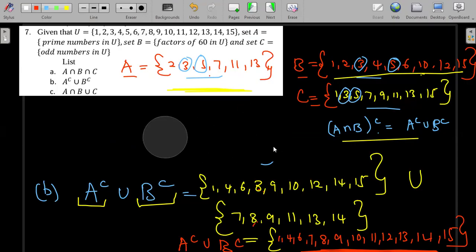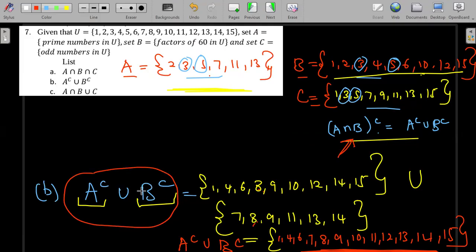But we can get that same answer by just using what we call De Morgan's laws. I'm going to say this part here, by definition, is the same as A intersection B complement. So I write A intersection B, and then I write complement. Meaning I can easily find my A intersection B, and then find its complement.